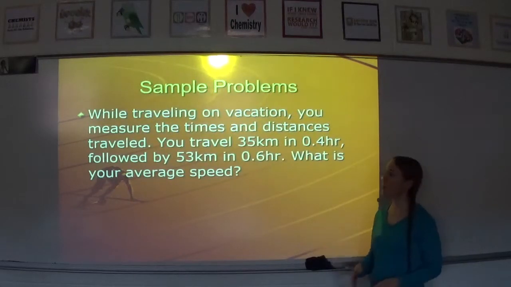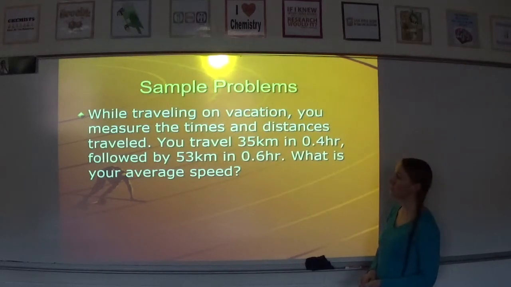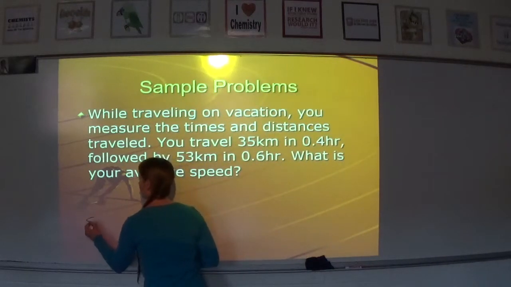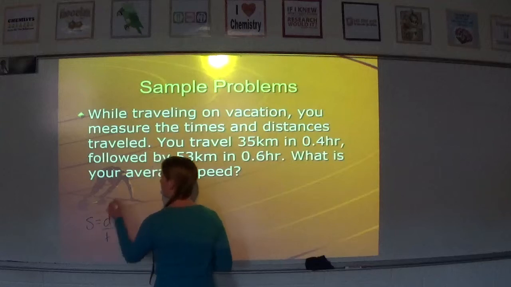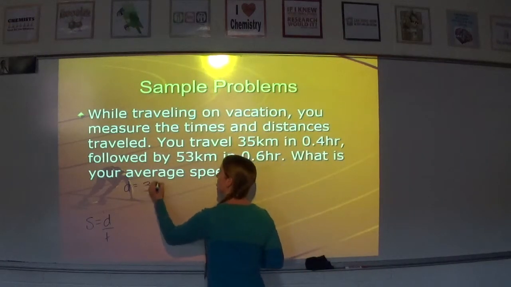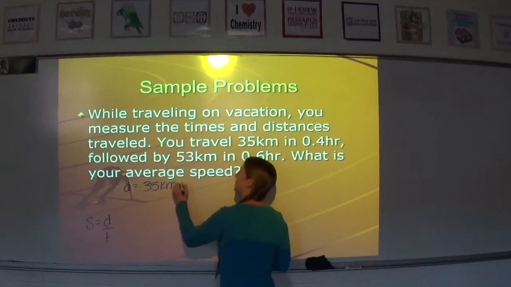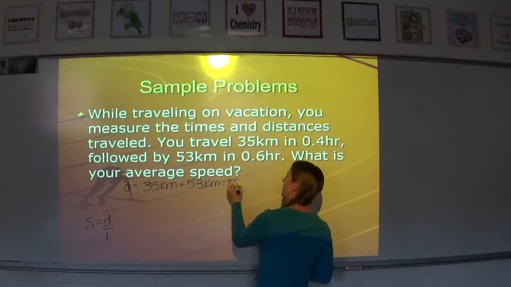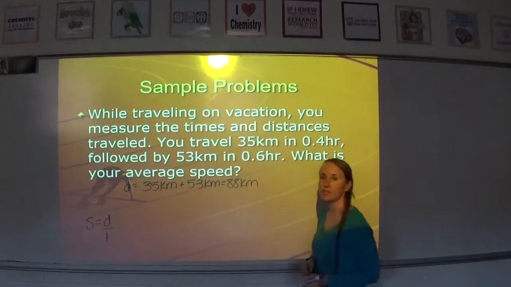So let's look at a sample problem. It says, while traveling on vacation, you measure the times and distances traveled. You travel 35 kilometers in 0.4 hours, followed by 53 kilometers in 0.6 hours. What is your average speed? Okay, so we know speed is distance over time, so let's add up our distances. So we traveled 35 kilometers, and we traveled 53 kilometers. So that's a total of 88 kilometers that we traveled.